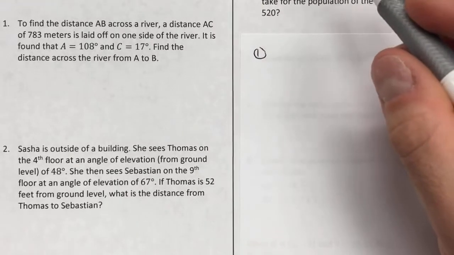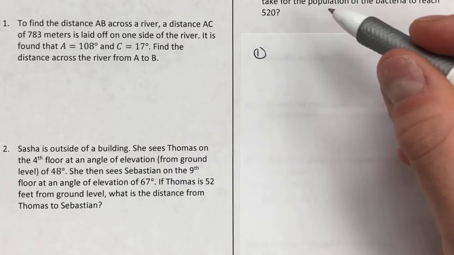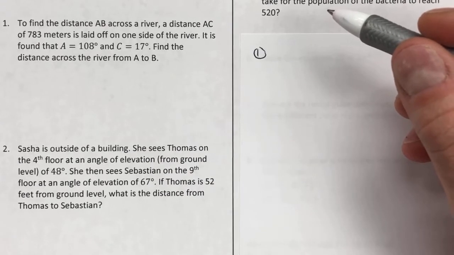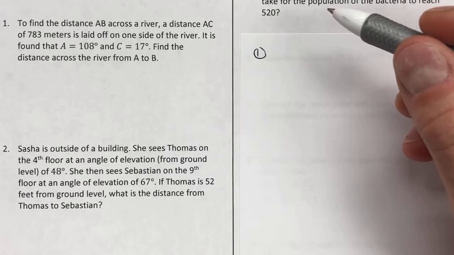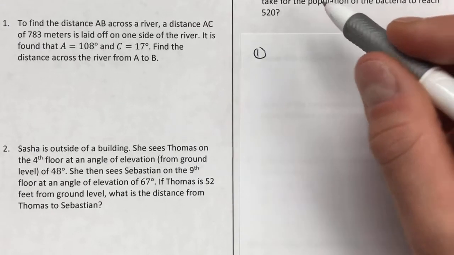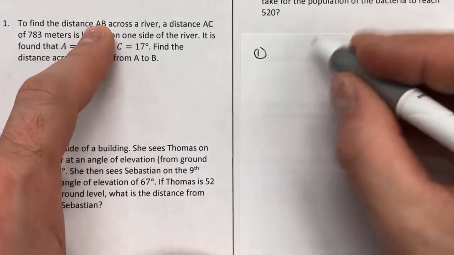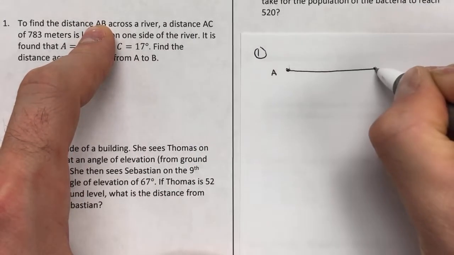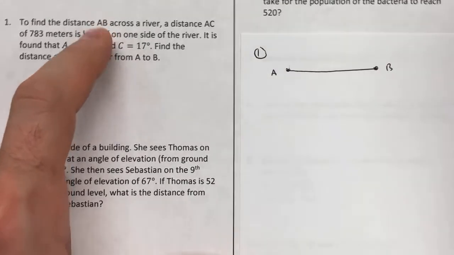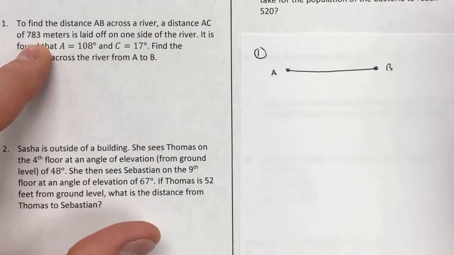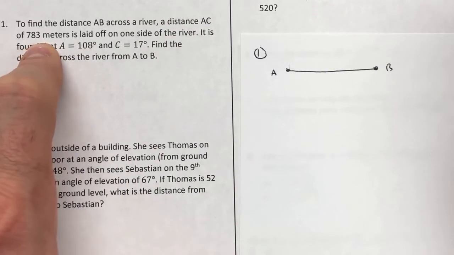We want to find the distance AB across a river. If distance AC of 738 meters is laid off on one side of the river, it is found that A is 108 degrees and C is 17 degrees. Find the distance across the river from A to B. So we want to find the distance from A to B. So we're assuming A to B is across the river. We know distance AC is 783 meters, laid off on one side of the river.